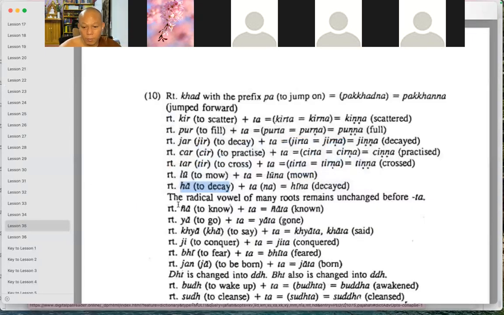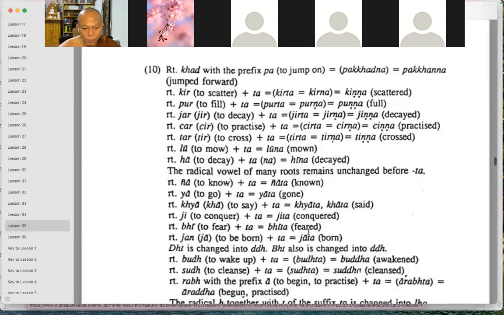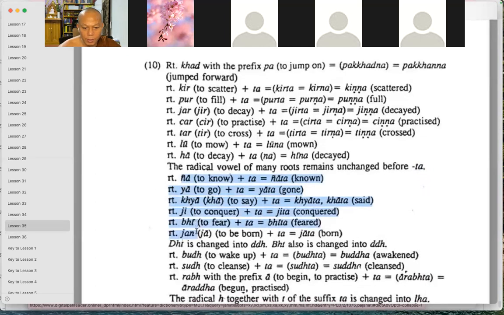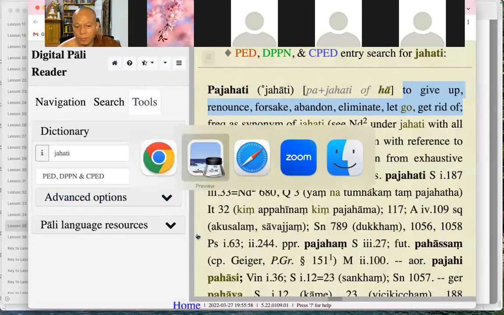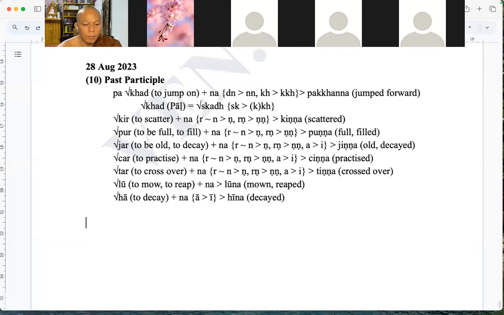Now, many roots remain unchanged. Those roots are ending in a consonant, you see. Sama, Kata, Kata. So without changing anything. Remain unchanged.